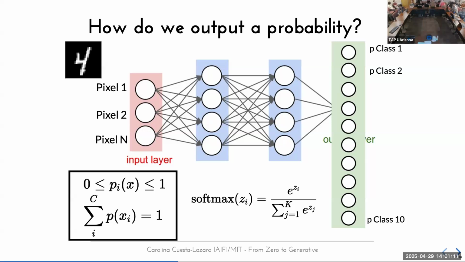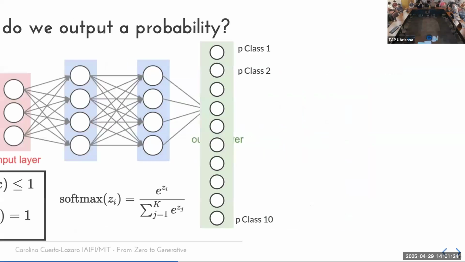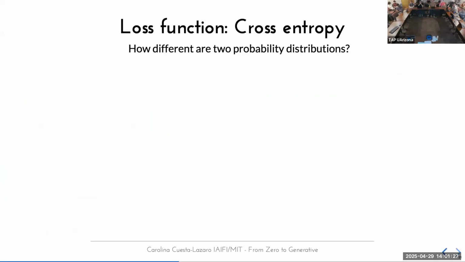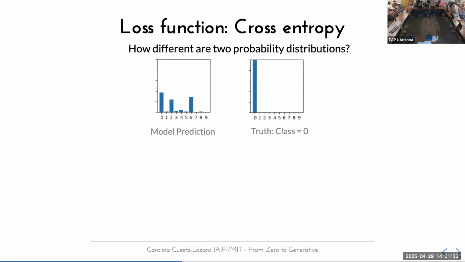Okay, so we have a way of getting inputs all the way to things that could represent probability values. But what is the loss function? How do we tell the model what is a good model and what isn't? The question we're asking here is, how different are two probability distributions? If I give you a model prediction that looks like this, where I randomly initialize my model and it gives me this probability distribution for each class, and the truth is 0, how different these two probability distributions are is what we want to use to penalize the model.